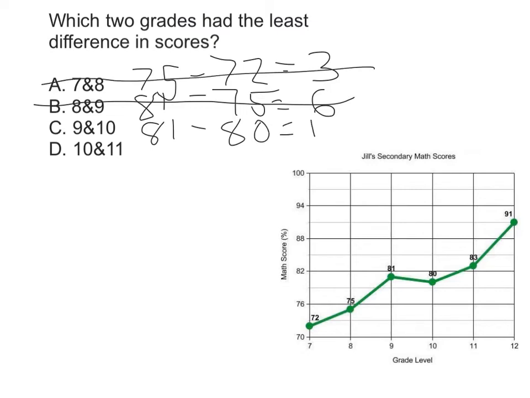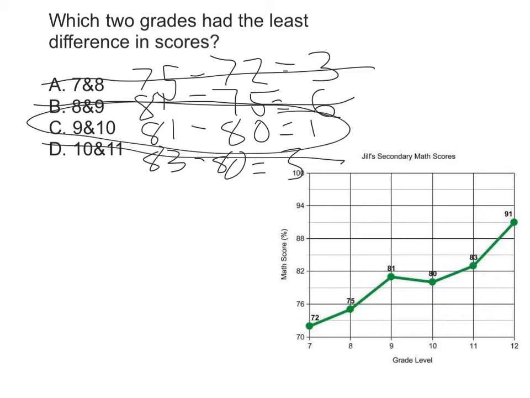A is incorrect. In between 10 and 11, we've got 83 minus 80, which gives us 3, which is greater than 1. So we know that C is our answer because it is the one that has the least difference. There is only a difference of 1% between those two.